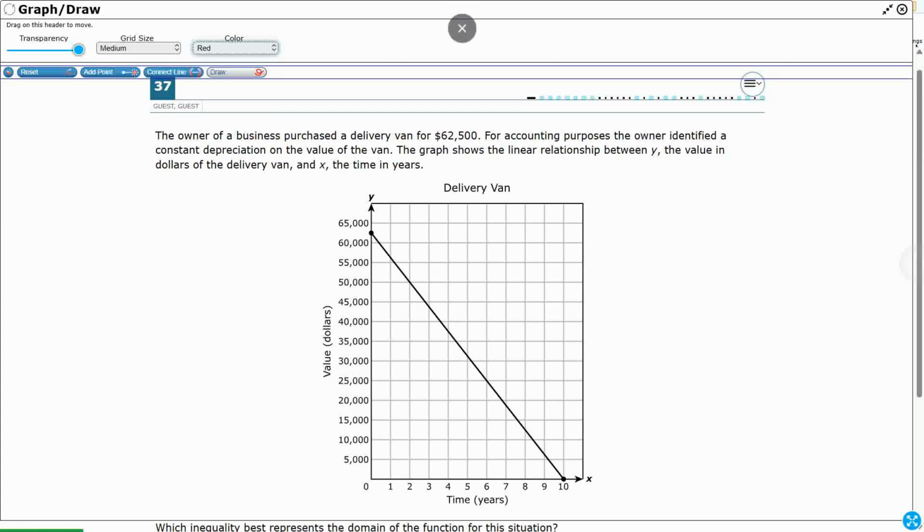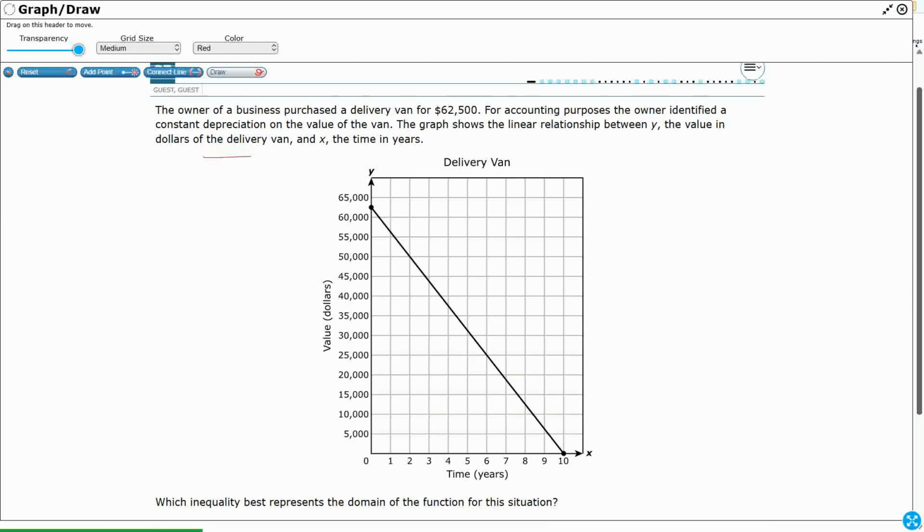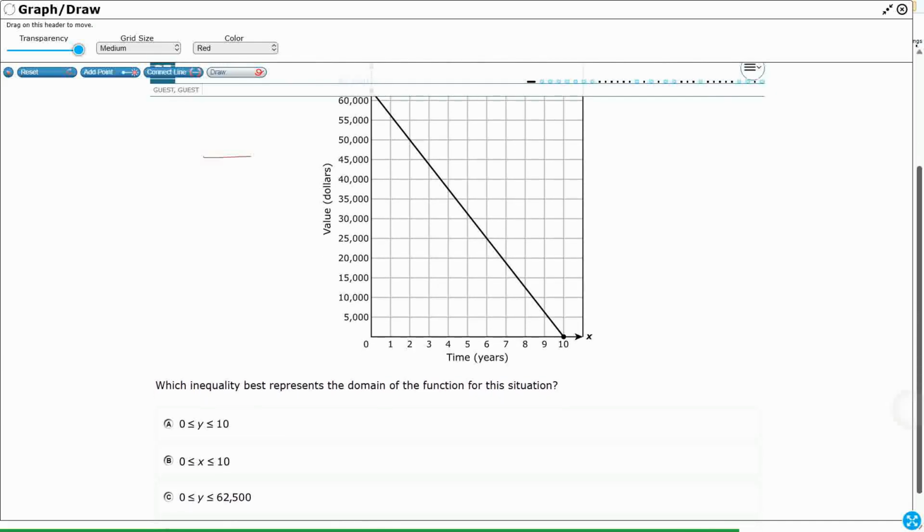So we've got the owner of a business purchasing a delivery van for $62,500. And it's going to depreciate, because as you start driving a car or any type of vehicle, it actually loses value. It's never as valuable as it was when you first drove it off the lot, unless for some reason you're putting a classic car, muscle car back together, and sometimes it has collector's value. And so we see that linear relationship here, and we need to find the inequality that best represents the domain.